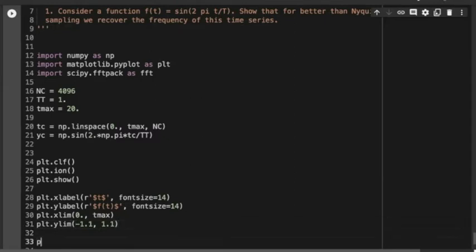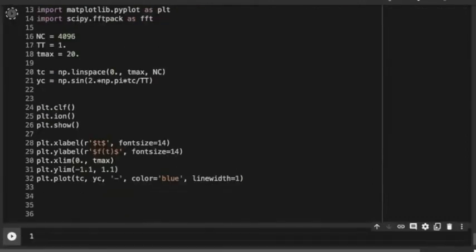And then finally I plot. I plot what? I plot tc versus yc. I use this to say join all the points by a line. I use a color blue to plot. You see, I can specify all of these. I can also specify the width of the line, which is by default 1, but still I tell it to use a line width of 1. So this will plot now the sine wave. So let's see that. It's connecting to the server right now.